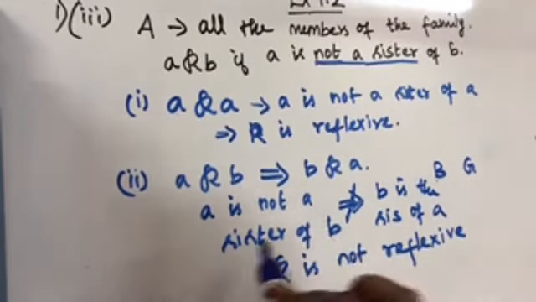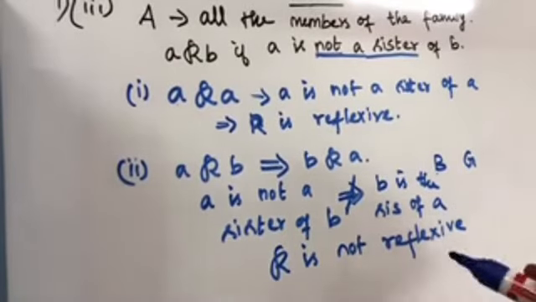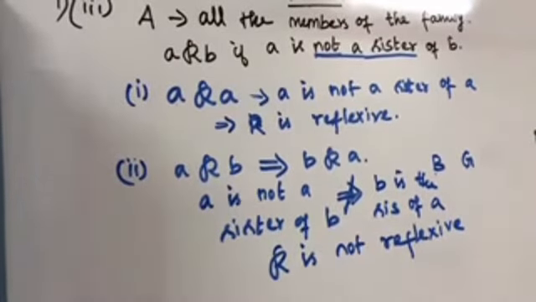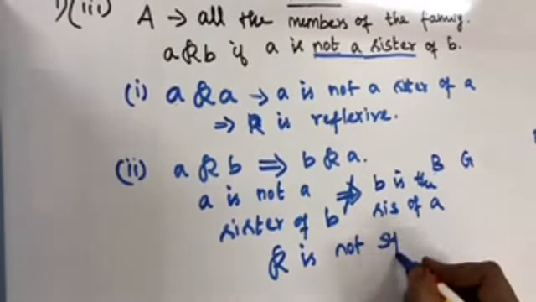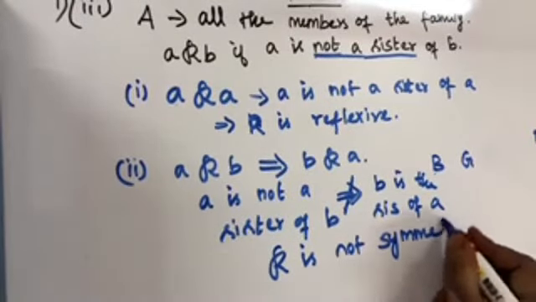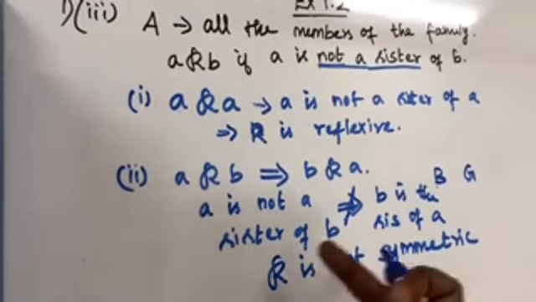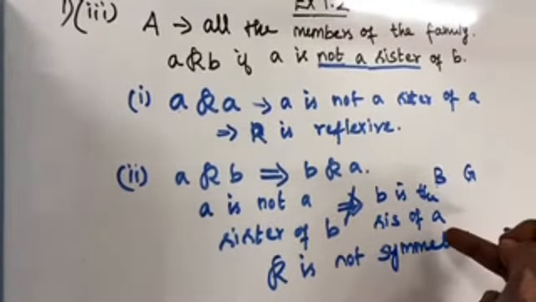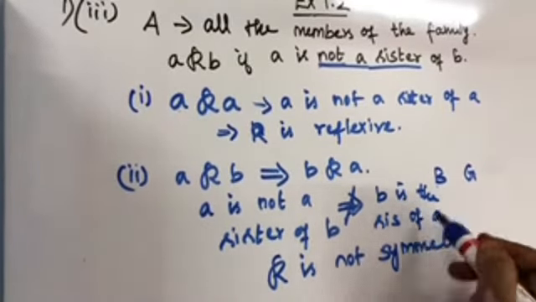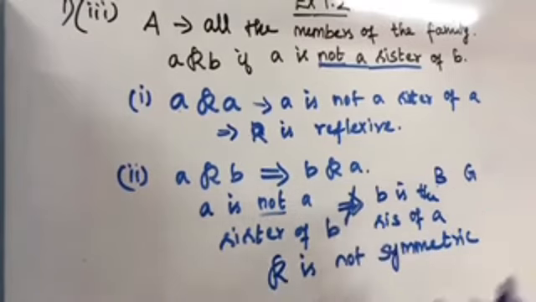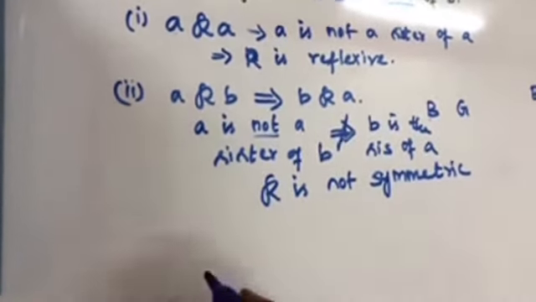A is not a sister of B, and B is not a sister of A, we could say it is symmetric. Sorry, not reflexive, symmetric. It is not symmetric. A is not a sister of B, we could say B is not a sister of A, but here B is the sister. So, we couldn't tell.